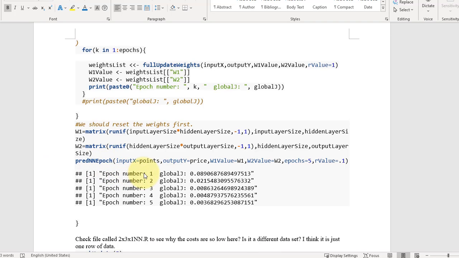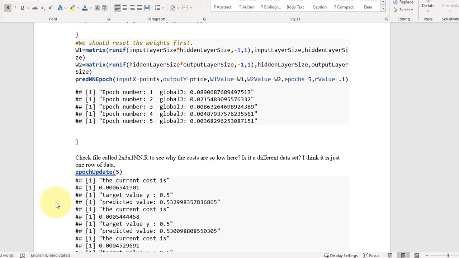And as we go through epoch 1, epoch 2, epoch 3, we can also print out the error. And we can see that as we go through the epochs, the error does seem to be decreasing. Now, again, that doesn't have to happen, but it is happening. And of course, it is what we want to happen.